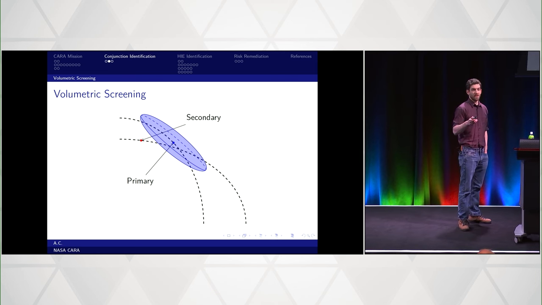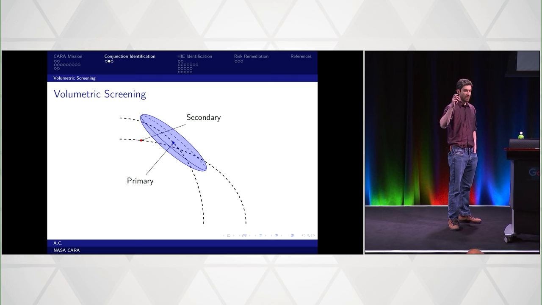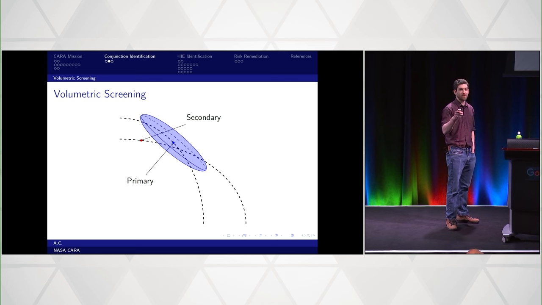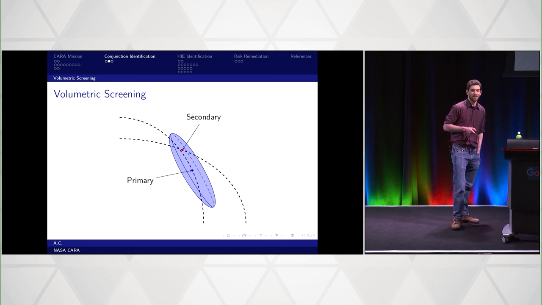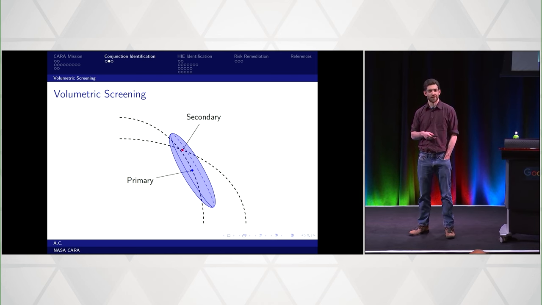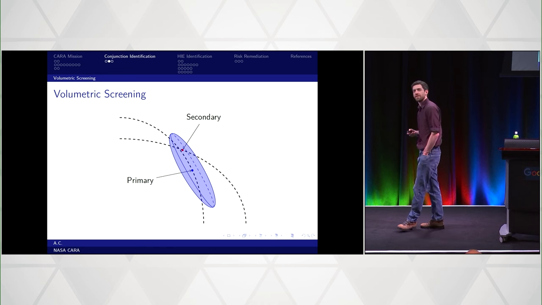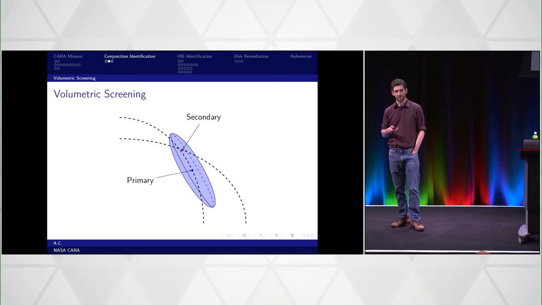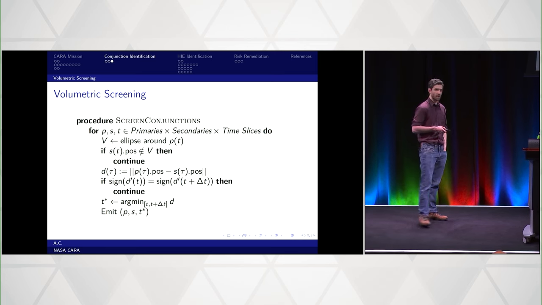And our algorithm is going to look at each pair of primary and secondaries, and we're going to watch as it moves through time. And oh, look, the secondary has gotten close to the primary. It's inside what we call a safety volume. I'm going to register a conjunction. That's 90% of it. It's really, really simple. There are more clever algorithms, but this is the one that's documented as being used, so this is the one I'm telling you about.